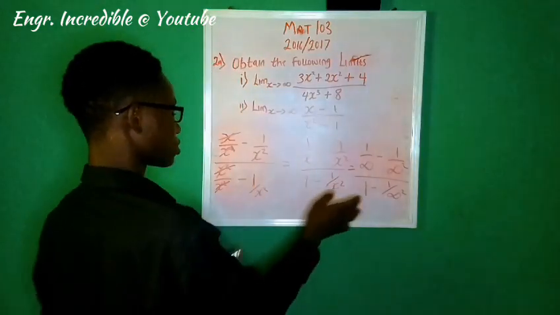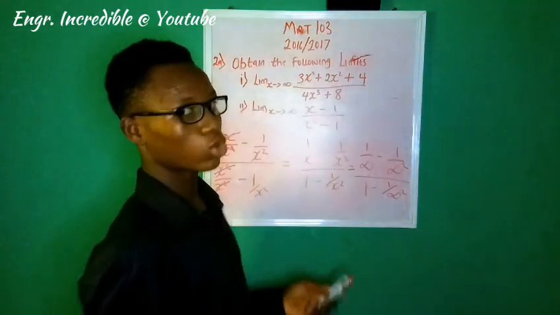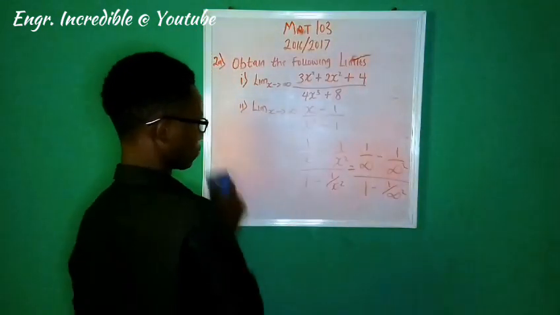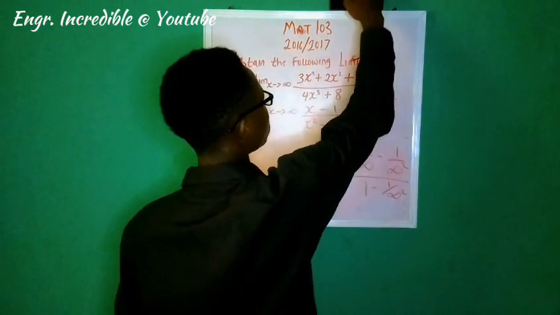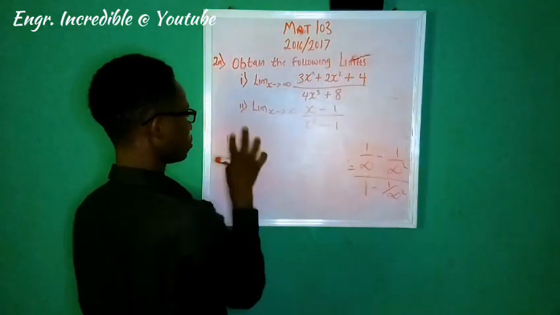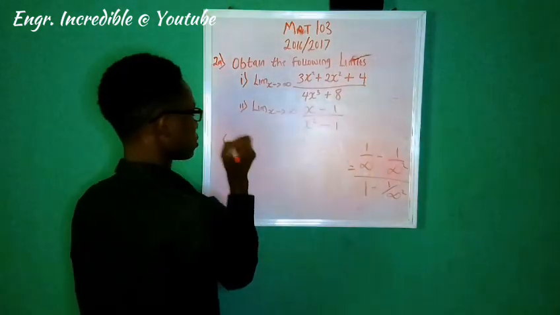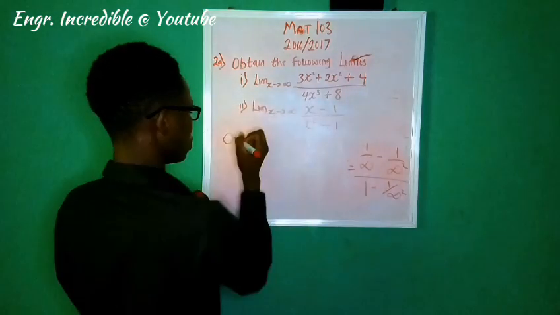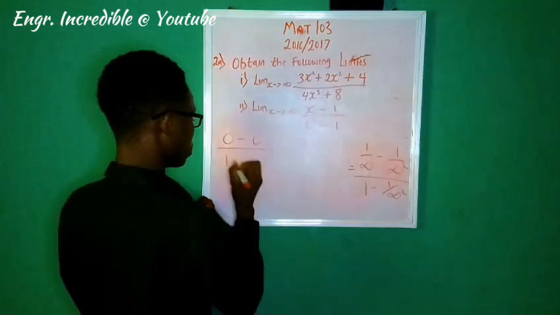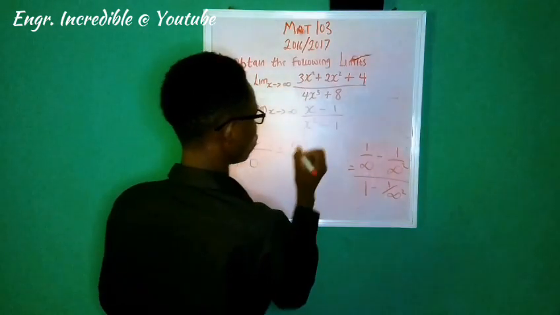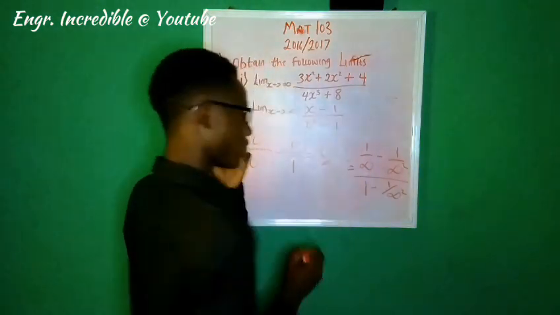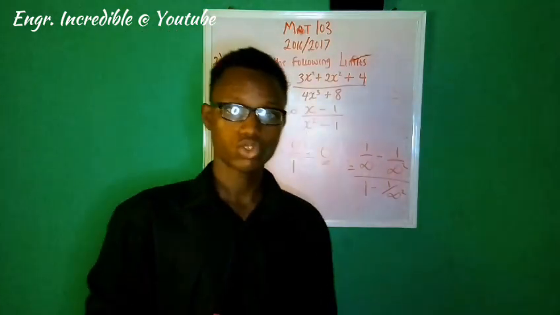When we get this, we use the same law: anything divided by infinity is equal to 0. We will be getting 1 divided by infinity, that is 0, and 1 divided by infinity squared is 0, all over 1 minus 1 over infinity squared, which is 0. So we are having 0 divided by 1, which gives us 0. So our final answer for the second one is equal to 0.